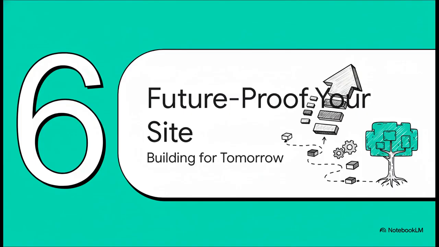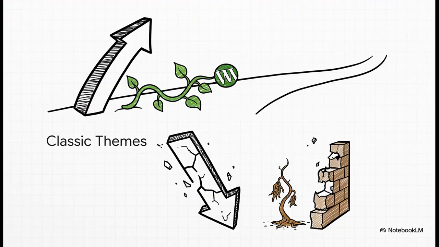So let's wrap things up by looking ahead to the future. Because choosing a block theme isn't just about getting cool new features today. It's actually a really important strategic move for the long-term health of your website. And here's the bottom line, the most important takeaway. Block themes are built on the very foundation of WordPress itself, the block editor. That means as WordPress grows and evolves, block themes are designed to evolve right along with it. Classic themes, on the other hand, are built on older tech. They run the very real risk of being left behind, becoming outdated, and maybe even incompatible in the future.